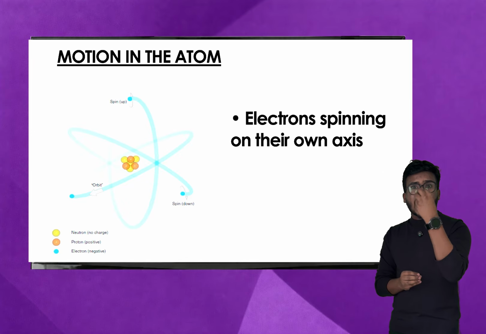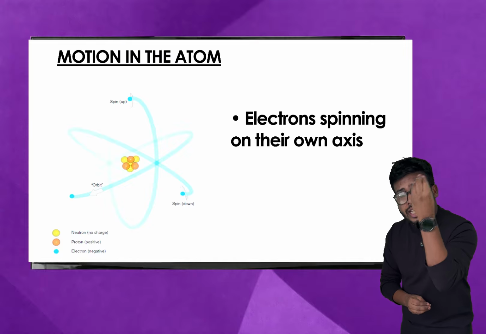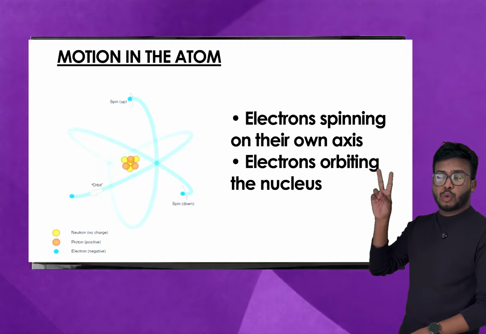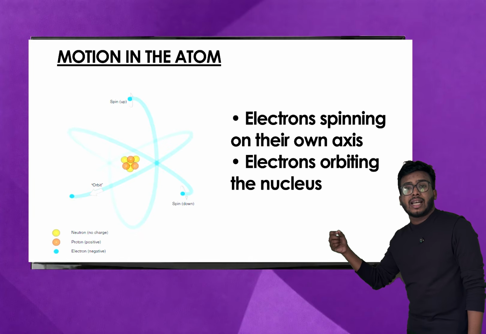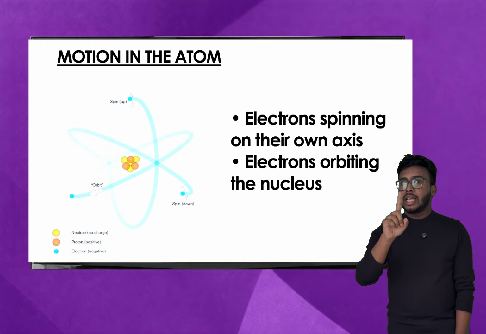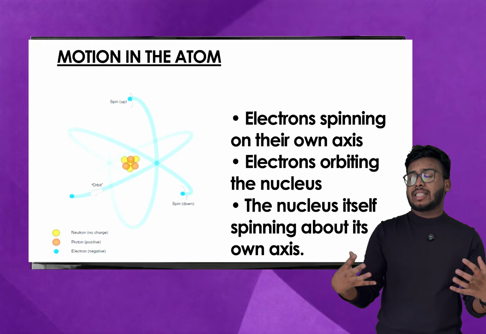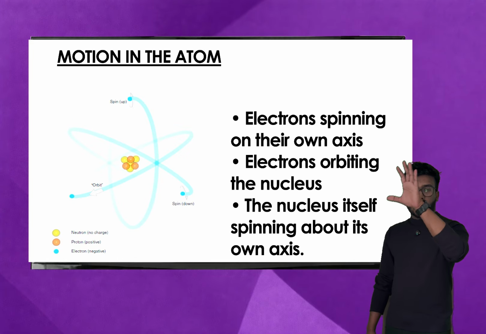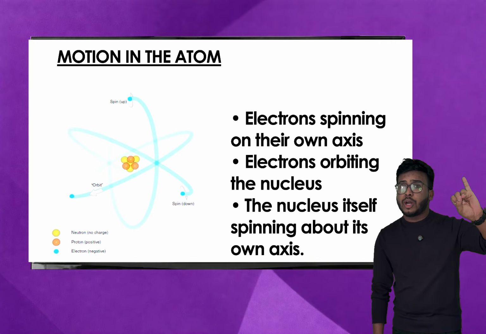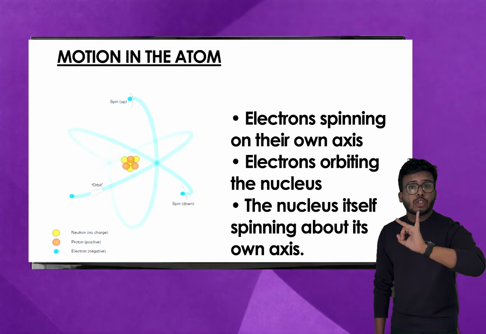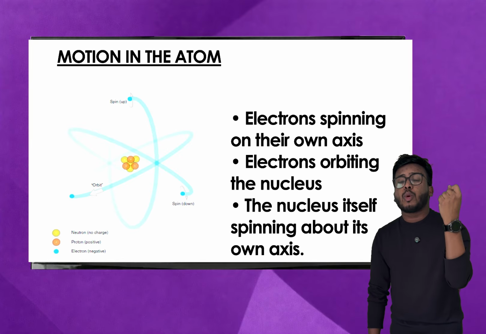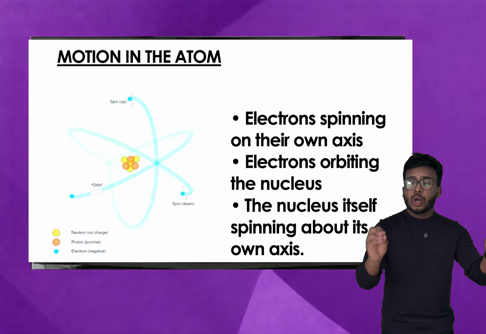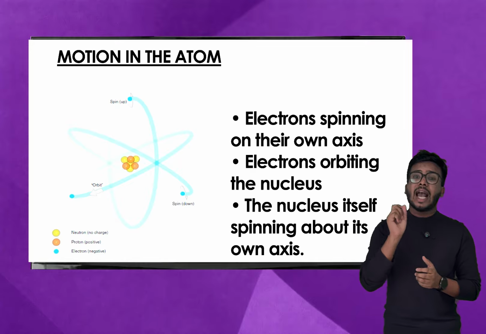In the same way, electrons spin on their own axis. At the same time, they are orbiting around the nucleus. So electrons have 2 movements. They're spinning on their own axis, and at the same time, they are orbiting around the nucleus. And we have one more movement: the nucleus, or the proton inside the nucleus, has a movement. Clear? So we have 3 types of movement. Electron spinning on its own axis, electron orbiting around the nucleus, and the proton inside the nucleus has a spin.